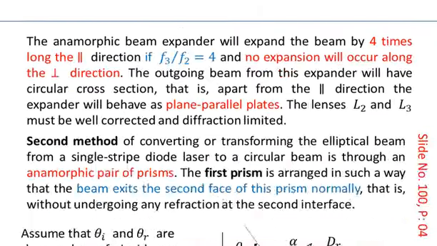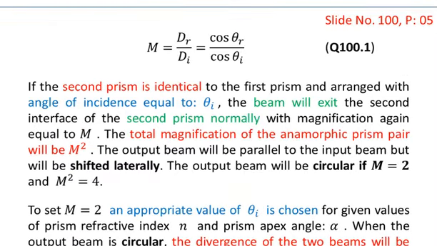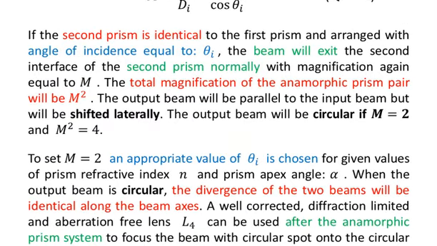Or simply m is equal to 2. So this is what we have obtained from that one. So m should be equal to 2 and m square is equal to 4, so that we can get the circular beam out of this anamorphic prism system.